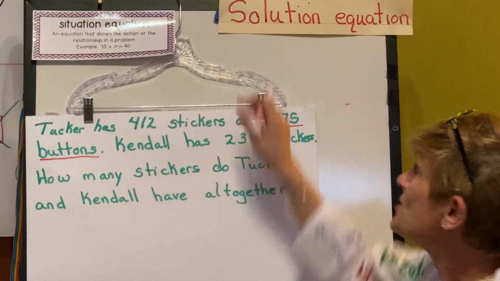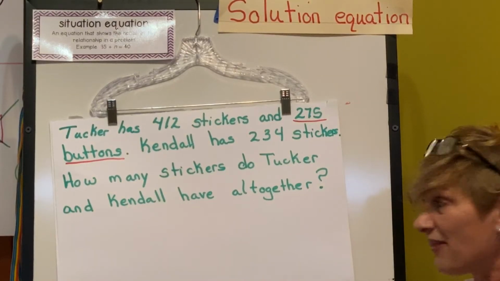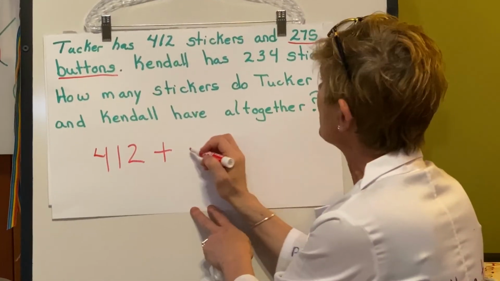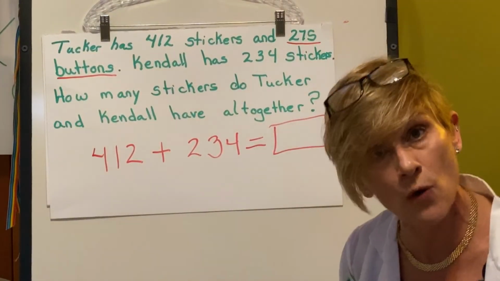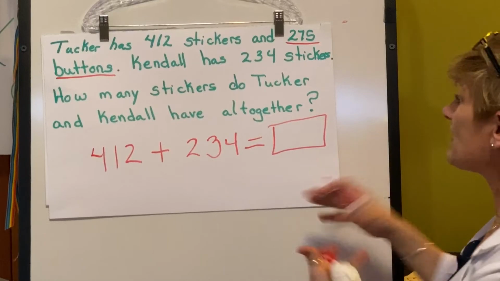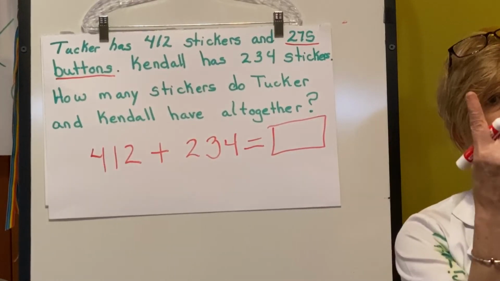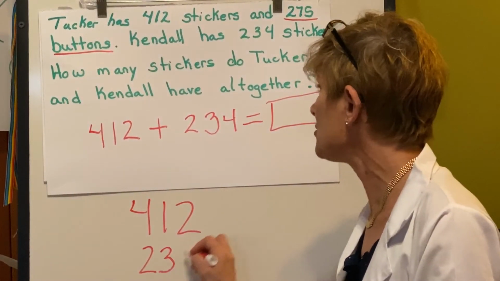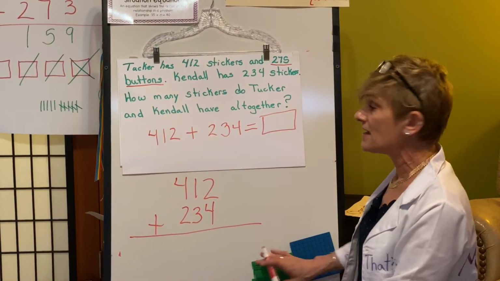It's just there. So if I wanted to solve this, my situation equation, how many stickers does Tucker and Kendall have together? Yep, my situation equation is 412 plus, right, Kendall's 234. So Mrs. Seitz right now is looking for the total. That's right. I have my two add-ins. I'm looking for the total. Now, friends, I could do this right now horizontal, but I can also set it up vertical. So I'm going to switch it from 412. I'm going to line up my hundreds, my tens, and my ones. I'm going to add them together to find the total of stickers that they have together.